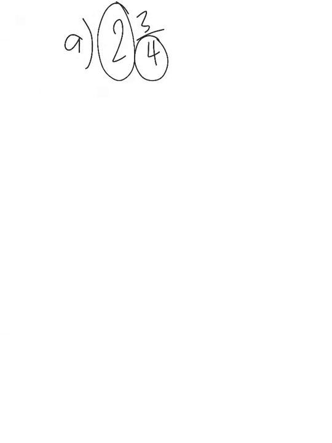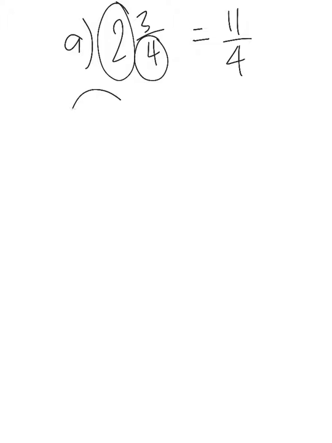Alright, the first one is 2 3/4. So when we change a mixed numeral into an improper fraction, we need to multiply the big number with the denominator. So 2 times 4 is 8, and then add the number on the top. So 8 plus 3 is 11, but on the bottom our denominator stays the same. So we have 11/4.